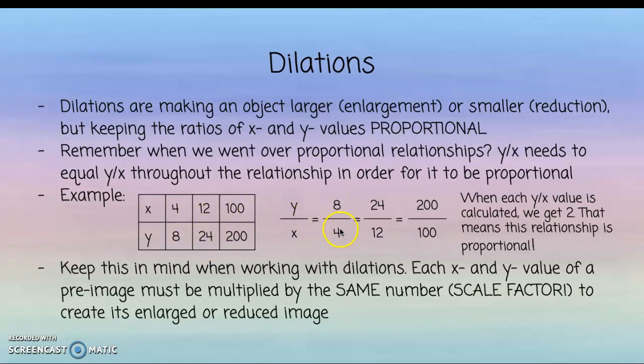So y over x, 8 over 4. 8 divided by 4 is 2. 24 divided by 12 is 2. 200 divided by 100 is 2. So when each y over x value is calculated, we get 2. That means the relationship is proportional. Keep this in mind when working with dilations. Each x and y value of a pre-image must be multiplied by the same number, or the scale factor, to create its enlarged or reduced image.